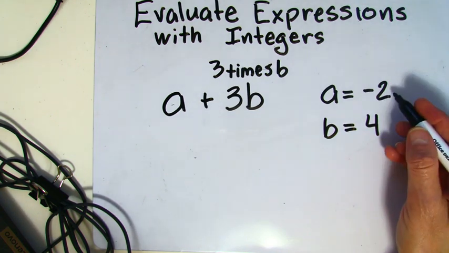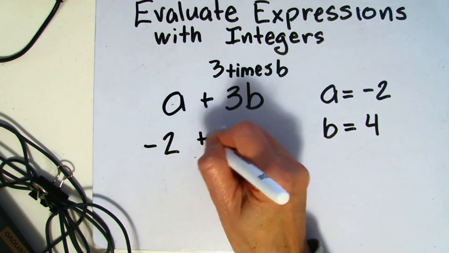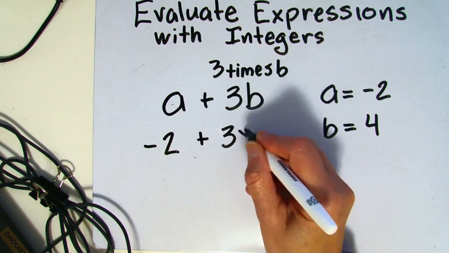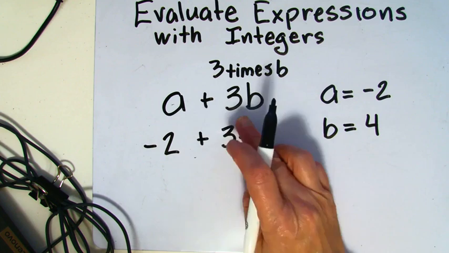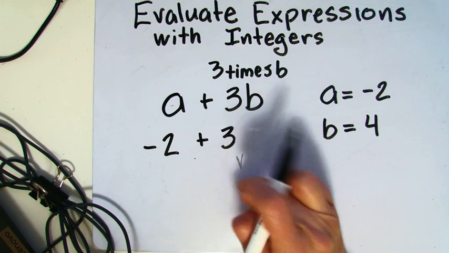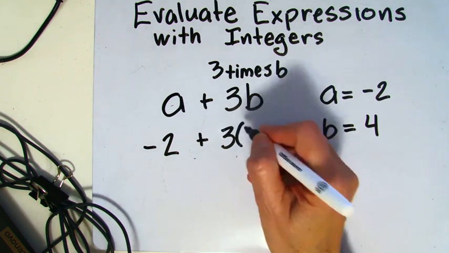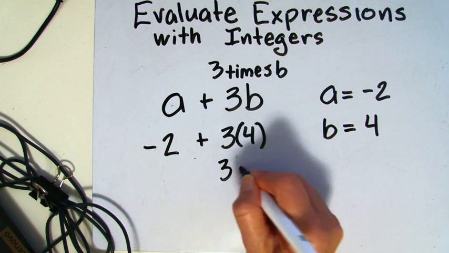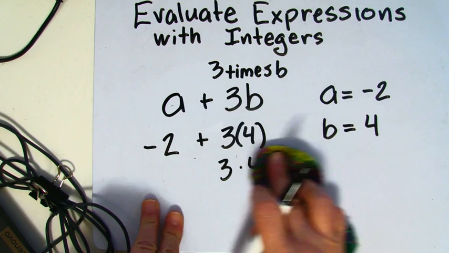So again, we're going to plug in what we have, -2 plus 3, and you could write the times here. I prefer not to use the x because when we're working with variables, it could be a little confusing. Instead, I like to use parentheses. You could choose to use a dot, but again, I'm going to use parentheses.